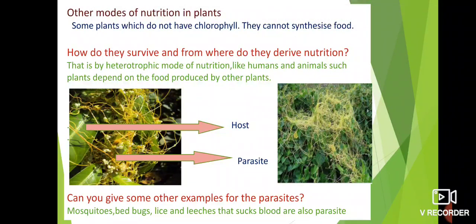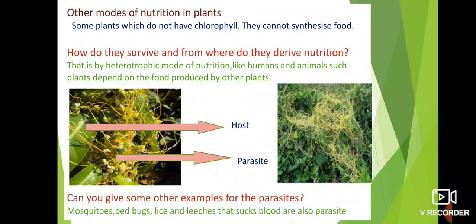See here, there is a question in front of you. Can you guess some other examples of parasites? Yes, they are mosquitoes, bed bugs, lice and leeches that suck blood. The food for these organisms is blood. Means these organisms depend on animals for their food. Hence these are called parasites.